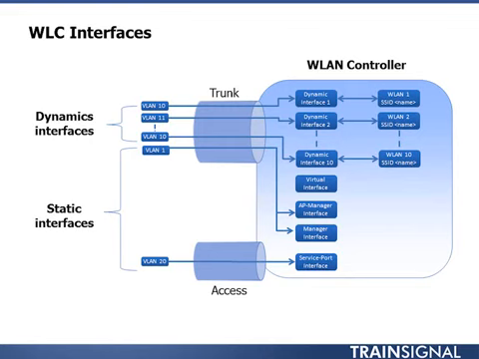Now let's talk about those dynamic interfaces. You can see here that the VLAN is mapping to the dynamic interface in a one-to-one manner. In fact, these interfaces are sometimes called VLAN interfaces for that reason. This is where your user data will be sent. So if I have VLAN 10, VLAN 11, etc., those will be mapped to a specific dynamic interface, and normally I give that interface the same number as the VLAN.